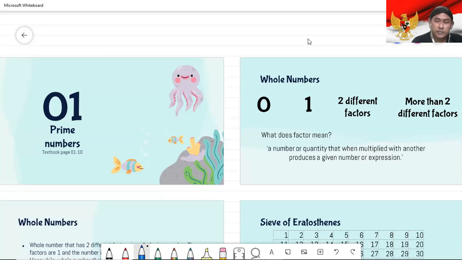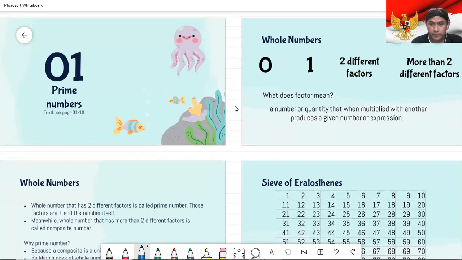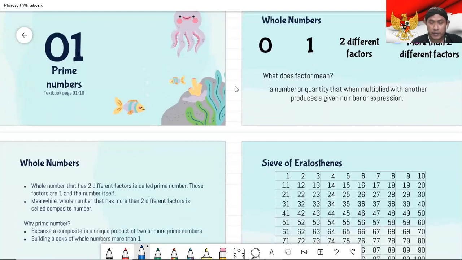Mr. Bonan is here. Today we will discuss prime numbers. Now, basically, prime numbers are a part of whole numbers which have only two different factors. The factors are the number itself and one. That's a whole number. That's a prime number.